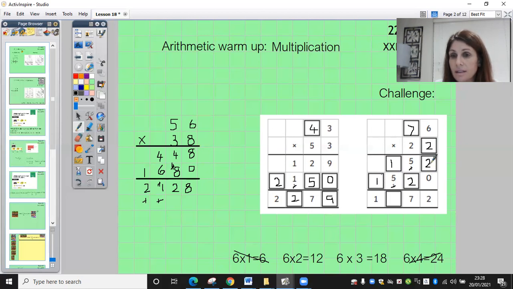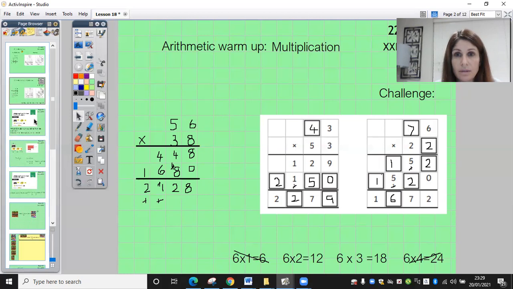And let's see if this works out. 2 add 0 is 2. 5 times 5 add 2 is 7. 1 add 5 is 6. And 0 add 1 is 1. So there you go, there's your answer to that. Very well done, those of you who had a crack at that one.